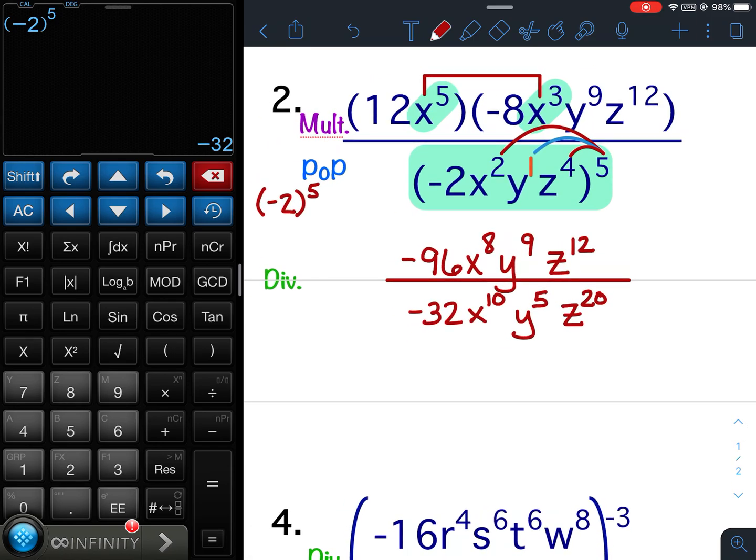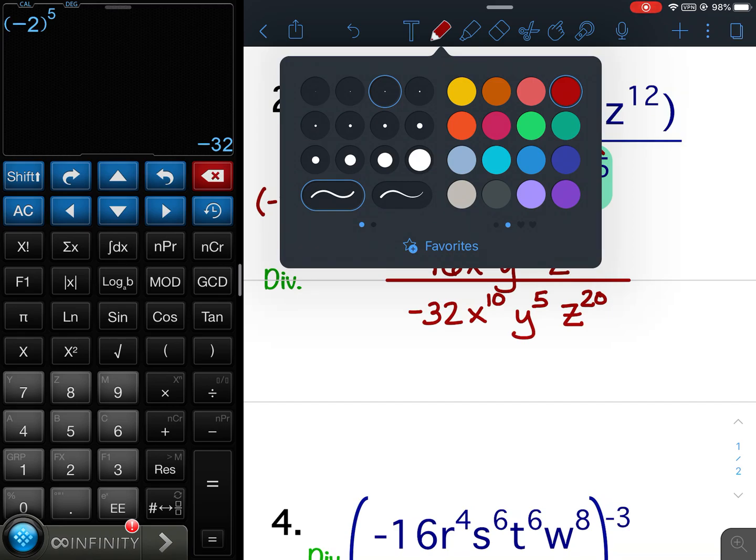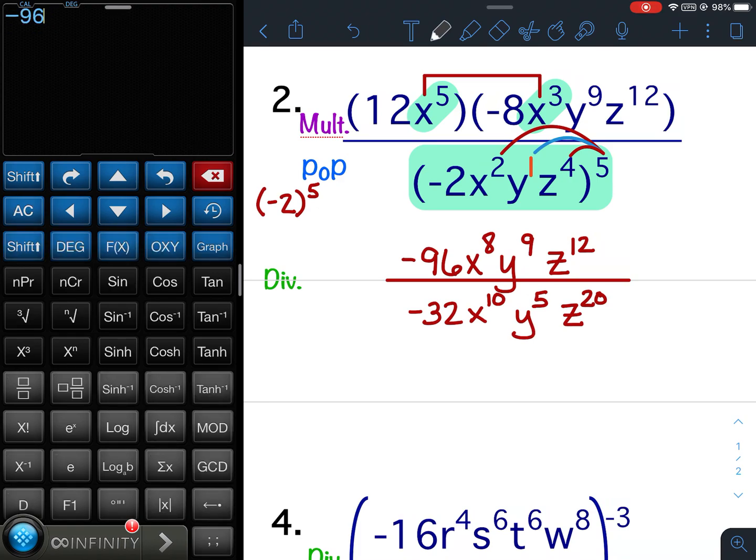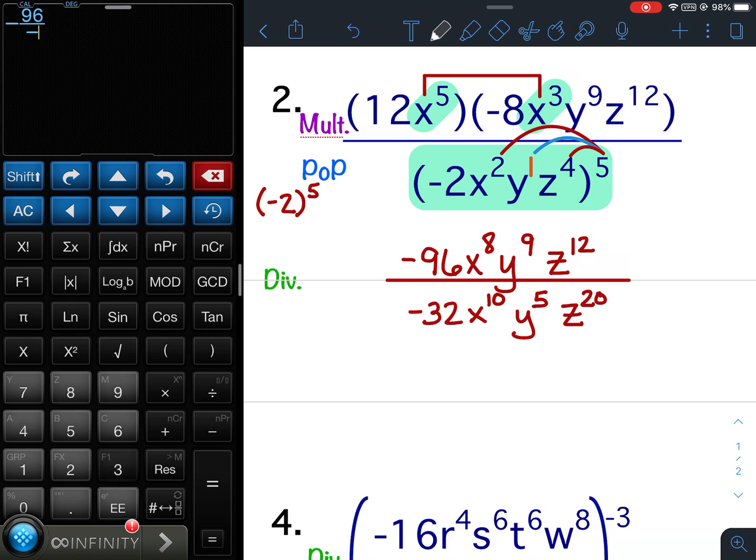Okay, now that I've simplified the numerator, I've simplified the denominator, I'm ready to divide. And when you divide, you want to start with your coefficients. So, negative 96 over negative 32. And we get 3. So this would cross out, and this would cross out. Since 3 is an integer, it goes in the numerator.